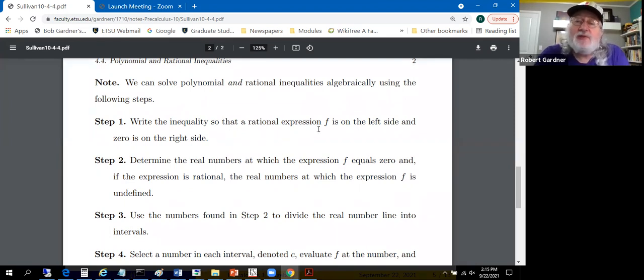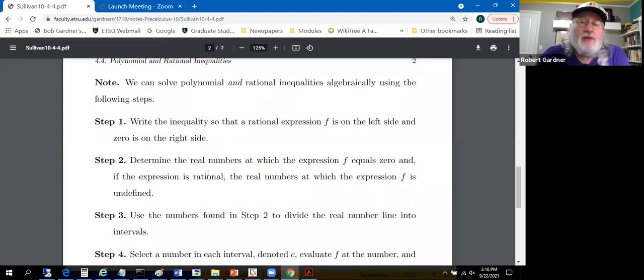Step 1: Write the inequality so that the rational expression, let's call it f, a rational function, is on the left side and 0 is on the right side, and they're separated by some inequality symbol: greater than, less than, greater than or equal to, less than or equal to, one of those 4. So that the question then becomes, where is this function positive and where is it negative and where is it 0, maybe? We're totally equipped to deal with that. That translates into where is the function above the x-axis and where is it below the x-axis and where are the intercepts, things we've done in the past.